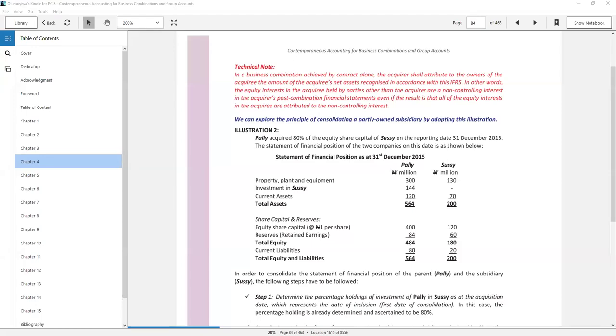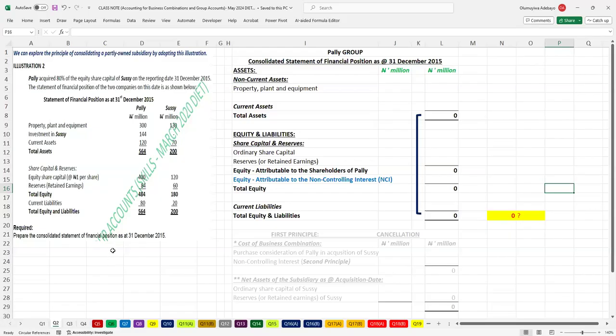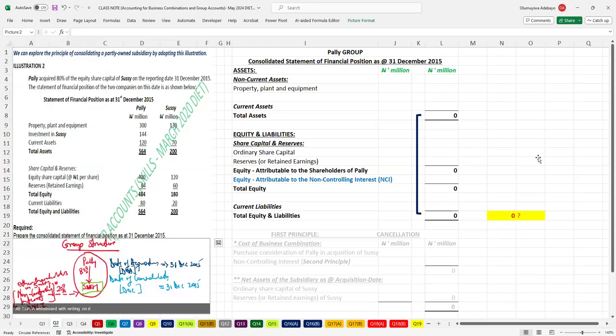Okay. At this point, we are required to consolidate, or prepare the consolidated statement of financial position as at 31st of December 2015. Now, what is different about this structure and the other structure? Remember, it's the same question. But what is different is nothing other than what I can show you here, as a structure I've drawn.